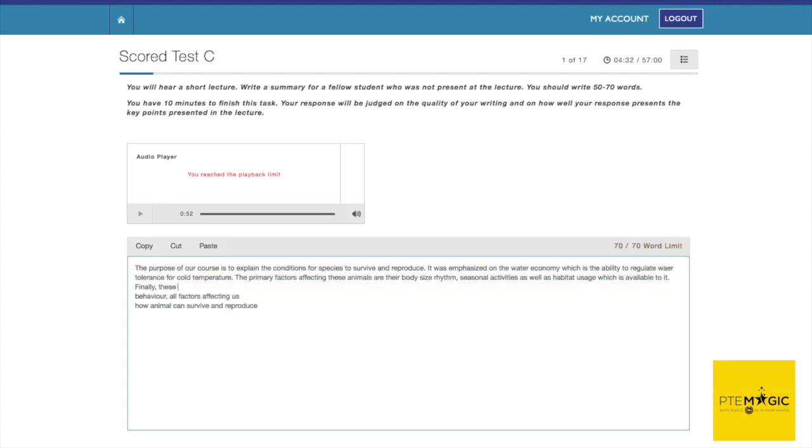Remember that linking words are very important when you write summaries or essays because they can enhance your written discourse. Okay, finally, just now I'm going over my word count limit, but it's okay because we can fix it later on.